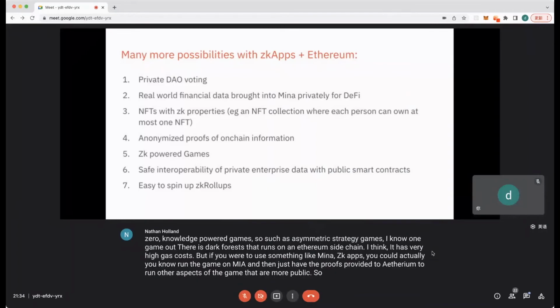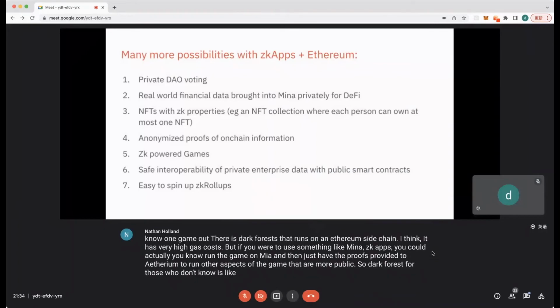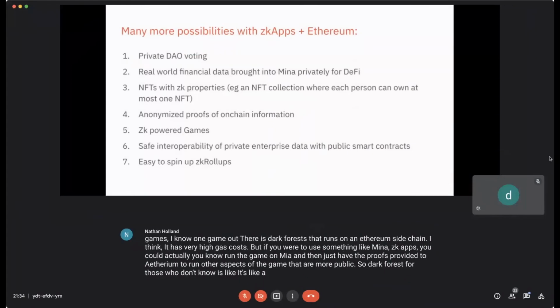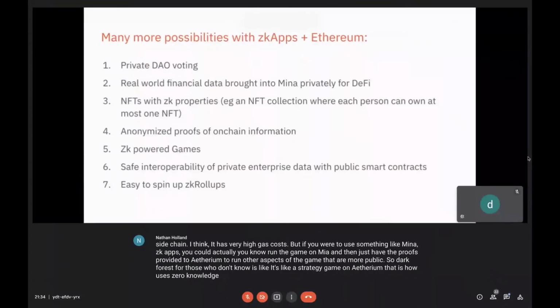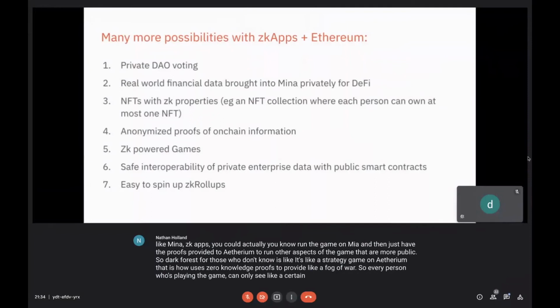So Dark Forest, for those who don't know, is a strategy game on Ethereum that uses zero-knowledge proofs to provide a fog of war. So every person who's playing the game can only see a certain portion of the map, and zero-knowledge proofs are used to hide information from different parties based on what they do.